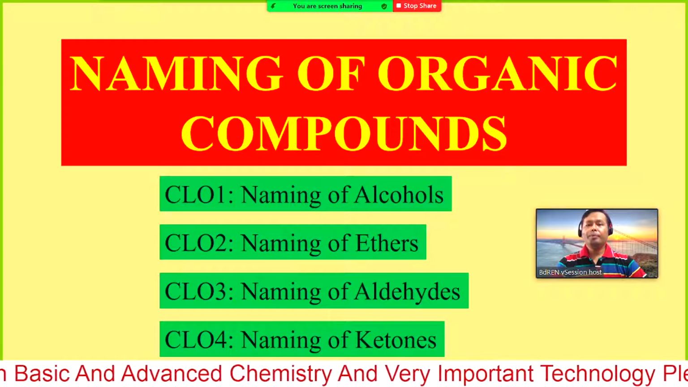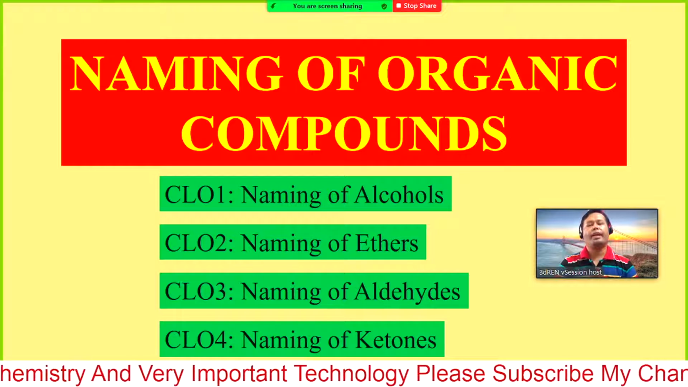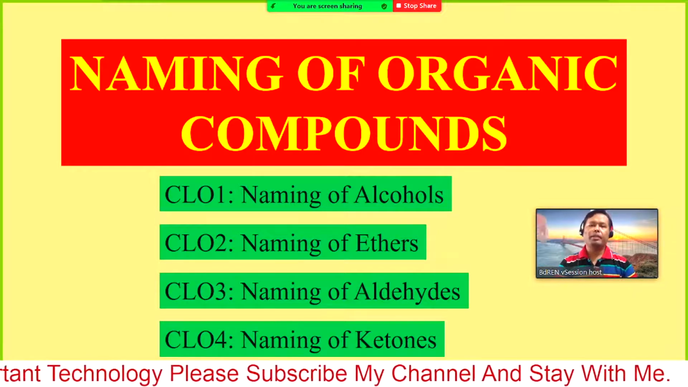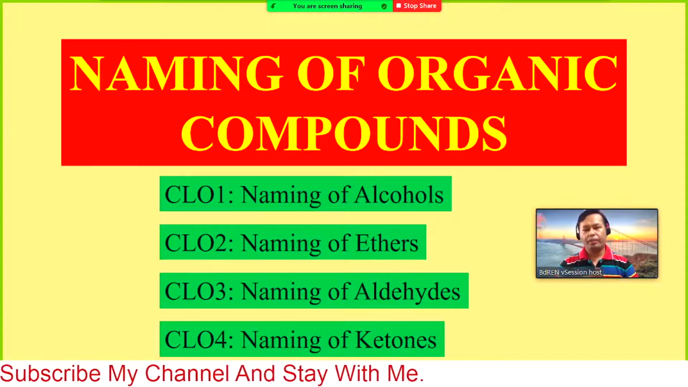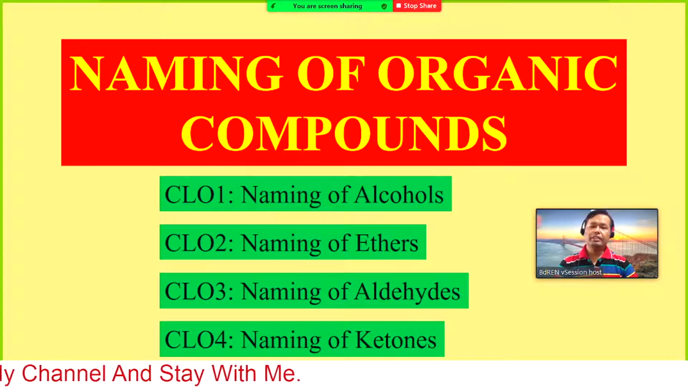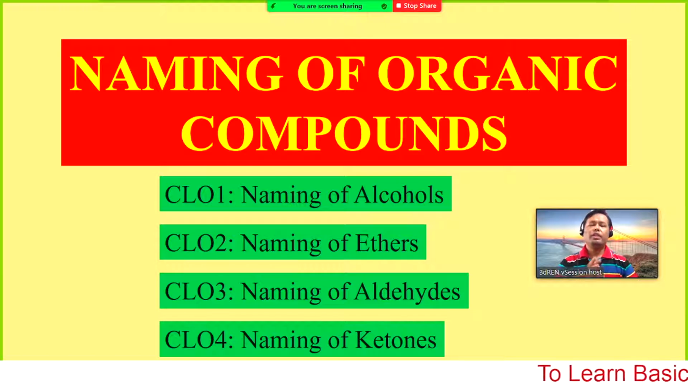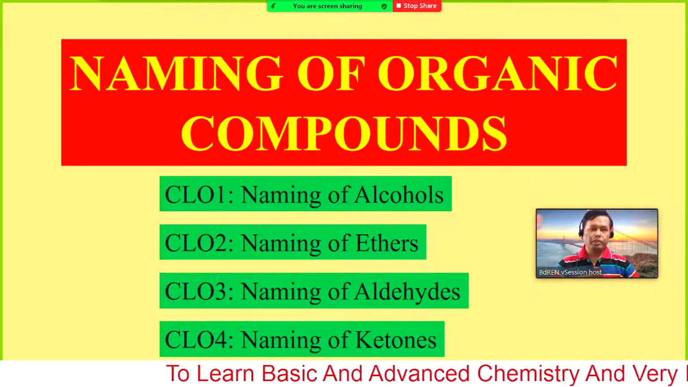Good morning to everyone. Today we are going to learn about some naming of organic compounds. In previous classes we also started the naming and we have completed some parts of naming of hydrocarbons, especially alkanes, alkenes and alkynes. Today we are going to learn about the naming of alcohols, ethers, aldehydes and ketones. So 4 different types of compounds we will try to name. So let's start from the naming of alcohols.